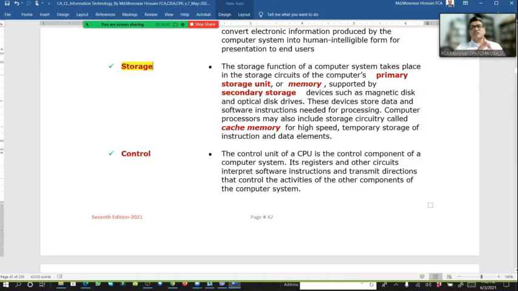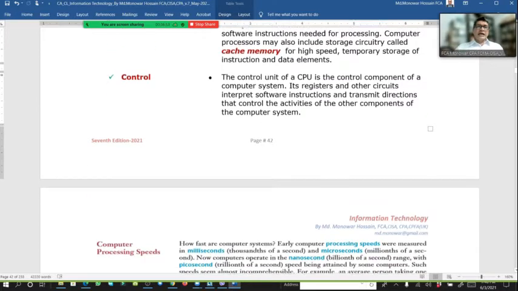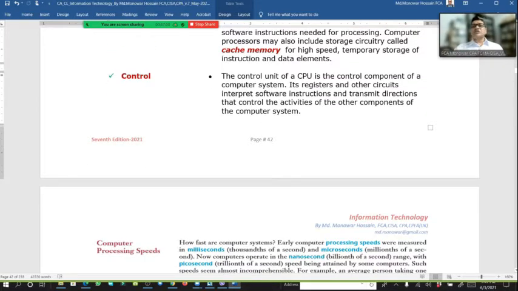the store function of a computer system uses the storage circuits in the computer's primary storage unit. That we can also say is memory, supported by the secondary storage that we have seen. And for control, the CPU is the control component of a computer system. Its registers and circuits interpret software instructions and transmit directions that control the activities of the other components of the computer system.